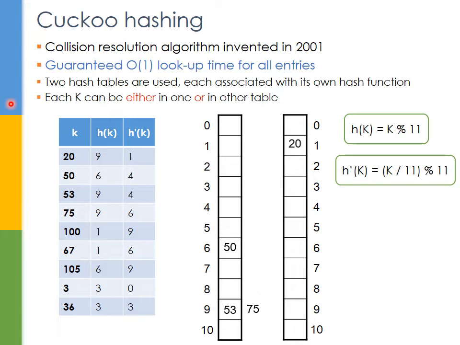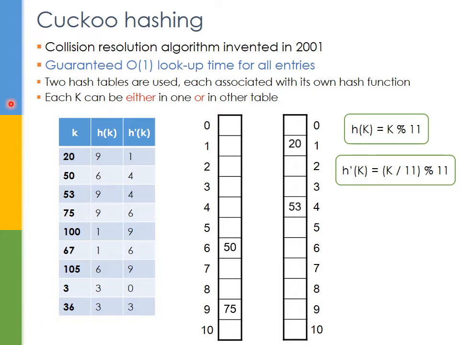Next up we have 75. It just looks like there is a lot of competition for position 9. Now 53 has just placed itself there, but we have a new kid on the block, 75. His first hash is also 9, so 75 is now going to kick 53 out of the nest. 53 has to go somewhere else. Where can it go? Well, the second table is the only place, so 53 will take its second hash, which is 4, and that's where 53 is going to end up. And 75 takes its place.